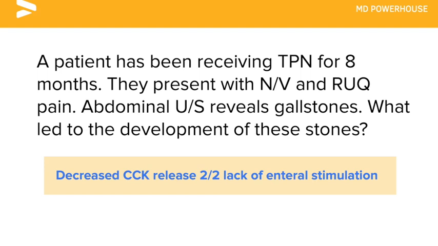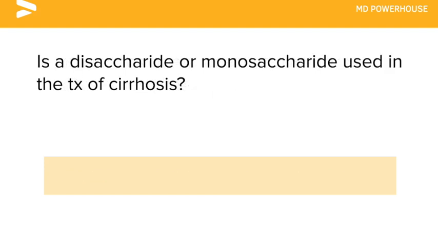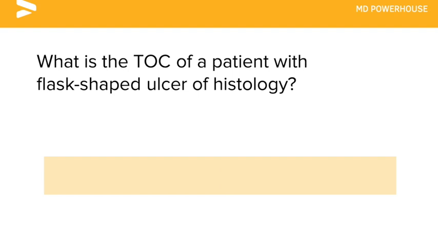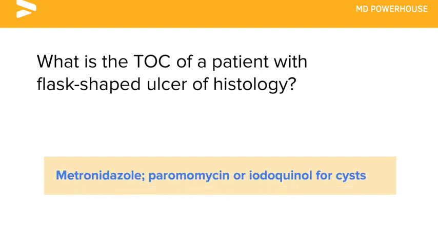Is a disaccharide or monosaccharide used in the treatment of cirrhosis? A disaccharide. Recall that lactulose is used in the treatment of cirrhosis. What is the treatment of choice of a patient with a flask-shaped ulcer on histology? Metronidazole. You can also use other drugs such as paromomycin for the treatment of cysts. So whenever you see flask-shaped ulcers on histology, you have to think of Entamoeba histolytica.